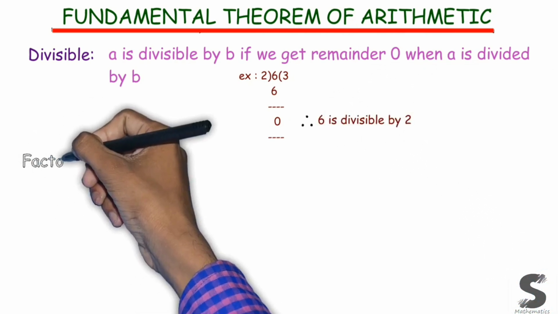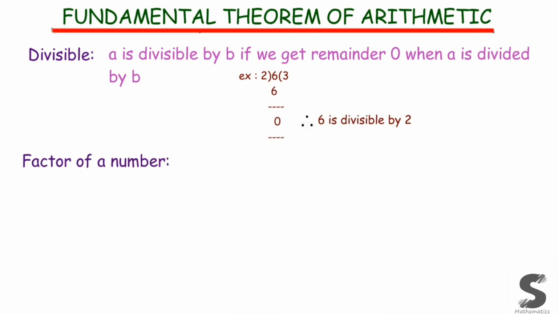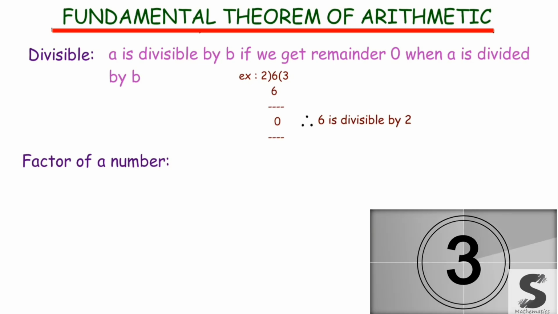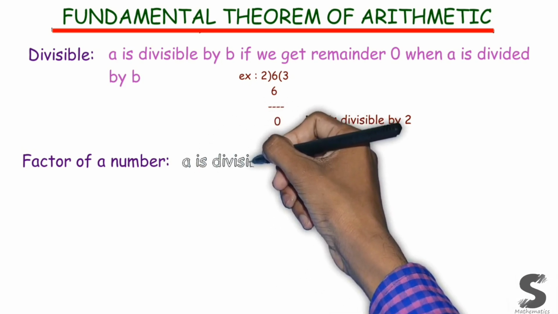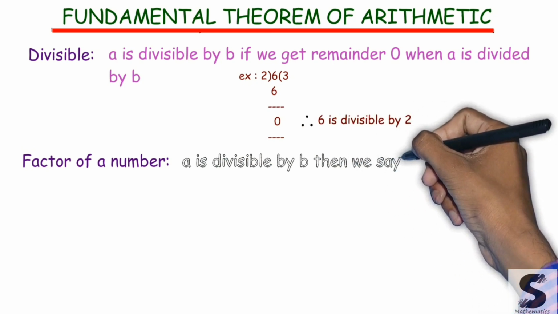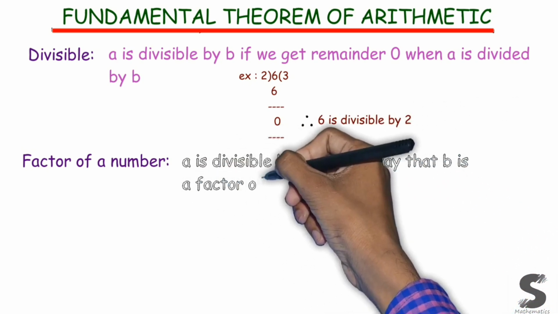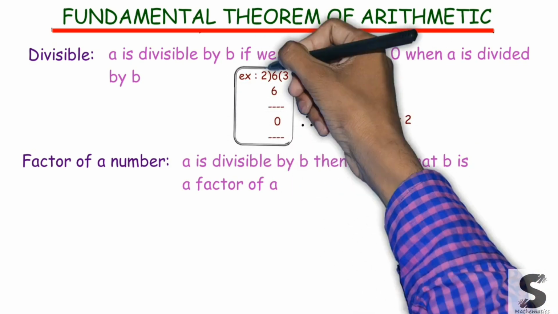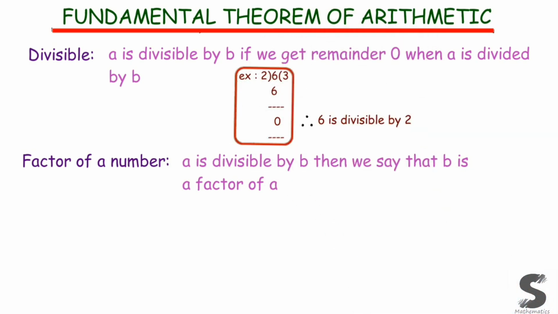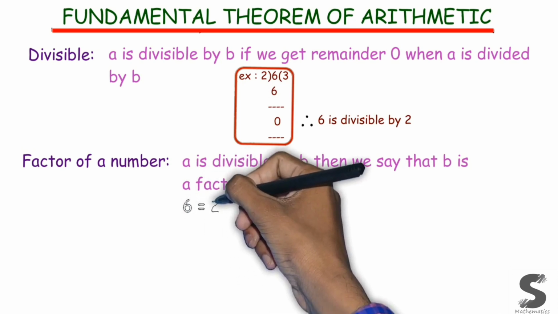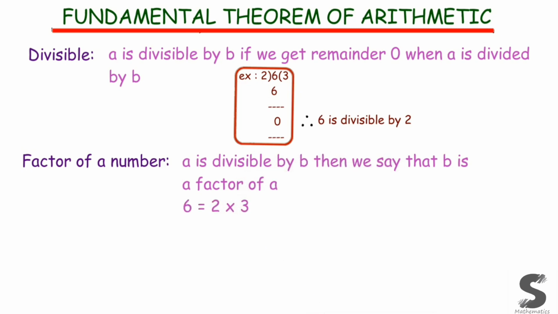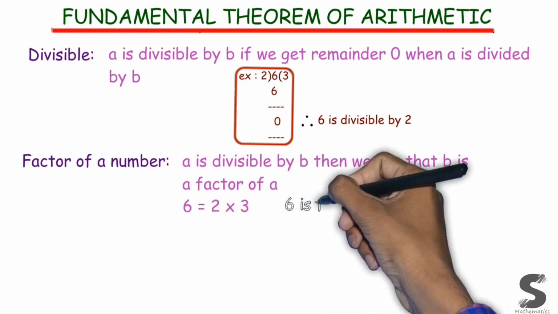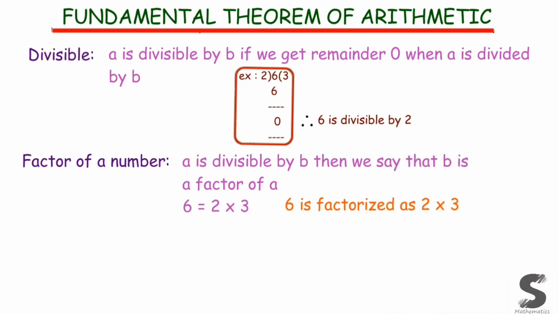Our next concept is factor of a number. Students, do you know what a factor of a number is? Yes, you're right. If A is divisible by B, then we say that B is a factor of A. In the above example, 6 is divisible by 2, hence 2 is called a factor of 6. If we write 6 as 2 into 3, then we say that 6 is factorized as 2 into 3.